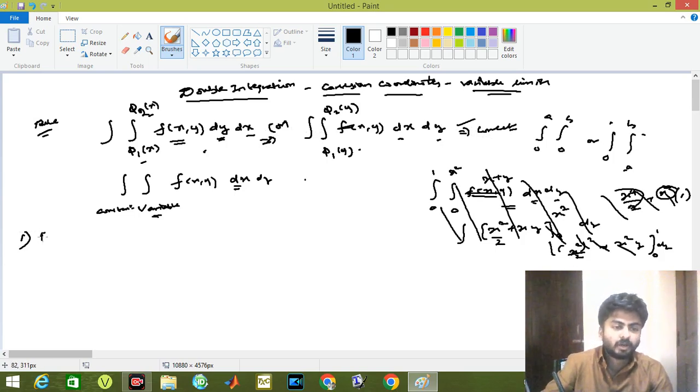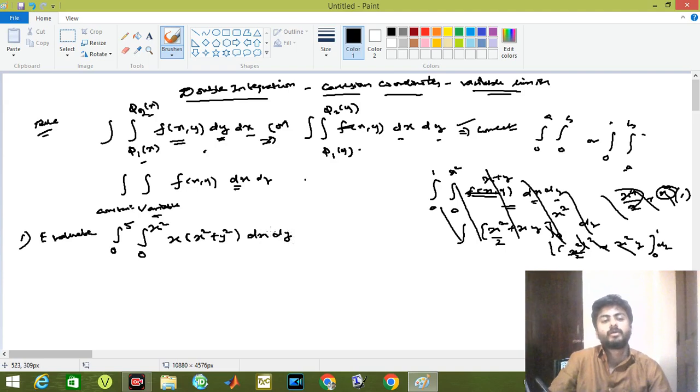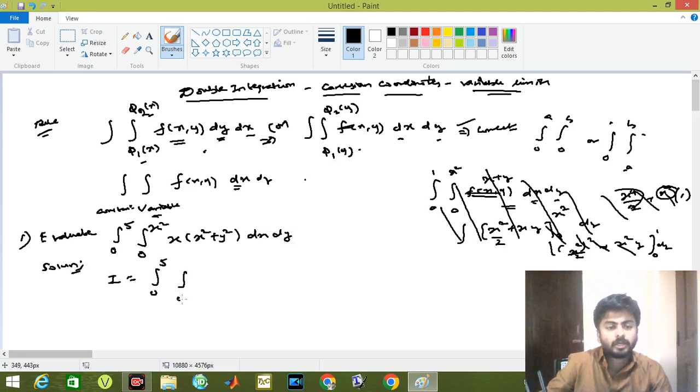Our example is: evaluate integral 0 to 5, integral 0 to x square, x into x square plus y square, dx dy. Solution: let me take it as I equals integral 0 to 5, integral 0 to x square. Multiplying the x with x square plus y square, I will get x cube plus x y square, and then dx dy. This is what is given.